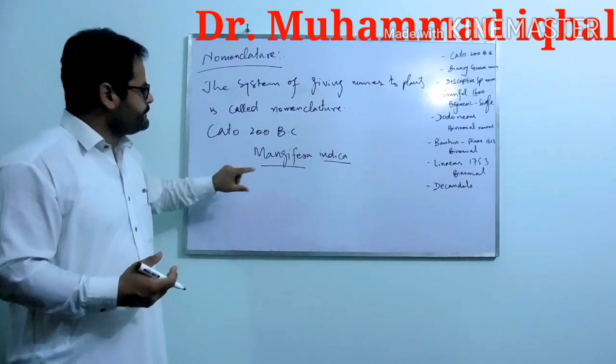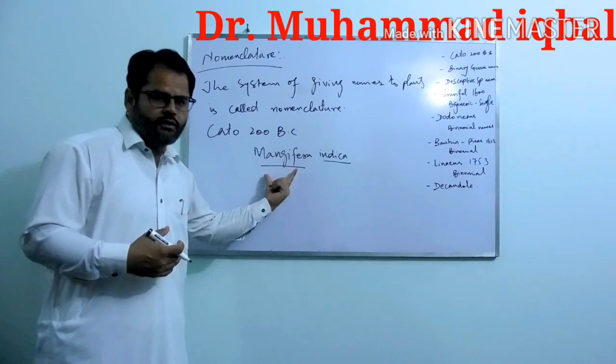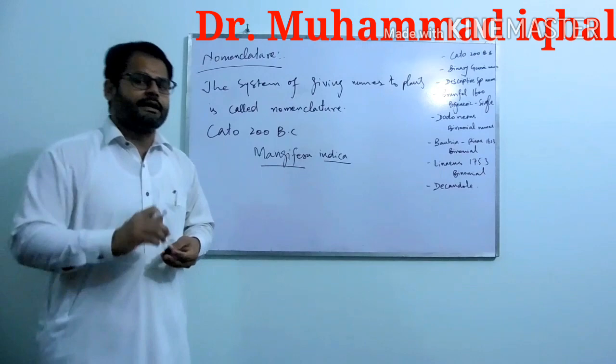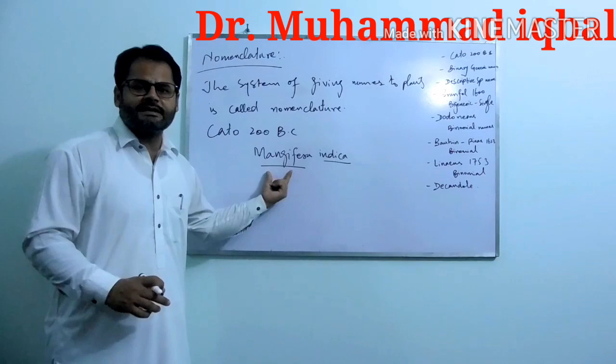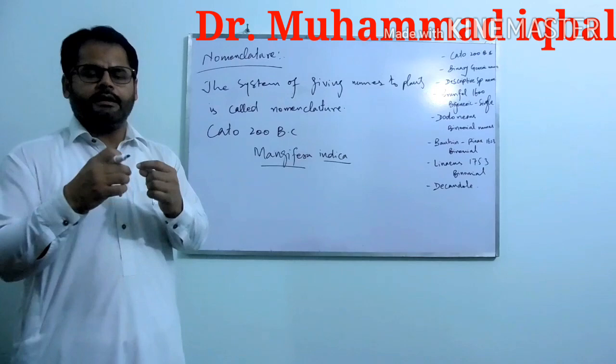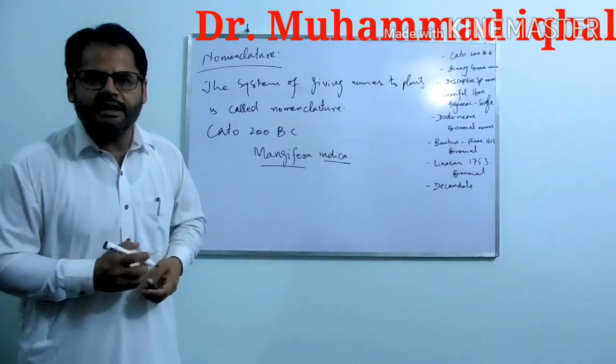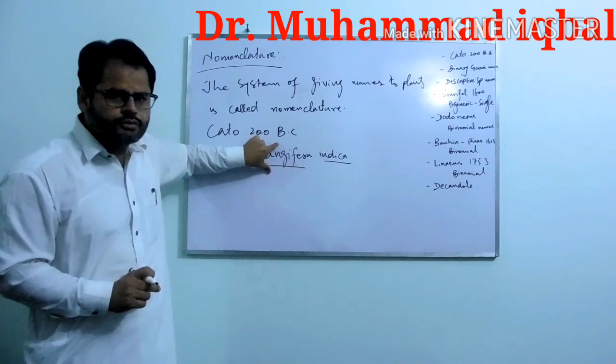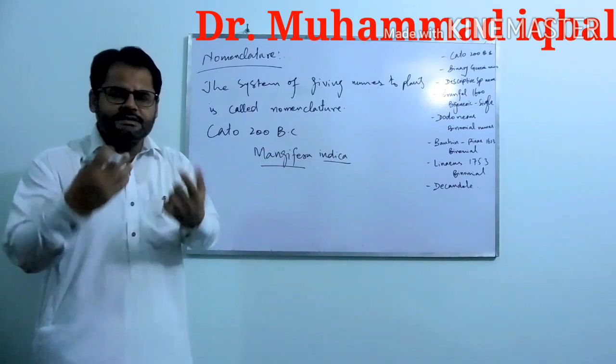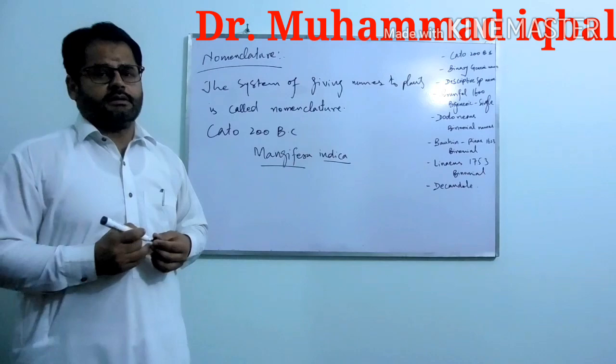After Cato, the first noun was replaced by two words. This noun was translated into Latin, and due to this translation, the actual name of the plant was converted into binary generic names. Binary generic name means having two genus names and a single species name. So this kind of naming was considered as binary generic names.